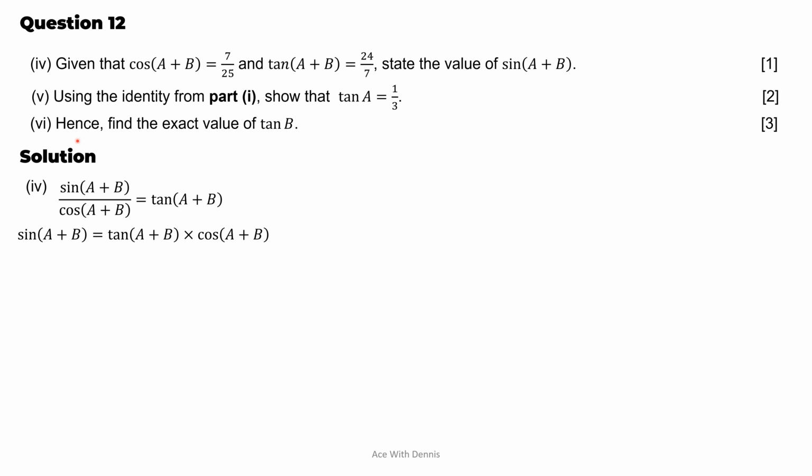Okay, then we make sine (A plus B) the subject, which equals tangent (A plus B) times cosine (A plus B). Then we just substitute the values given. Tangent (A plus B) is 24 over 7. Cosine (A plus B) is 7 over 25. They multiply together, and the result is 24 over 25.